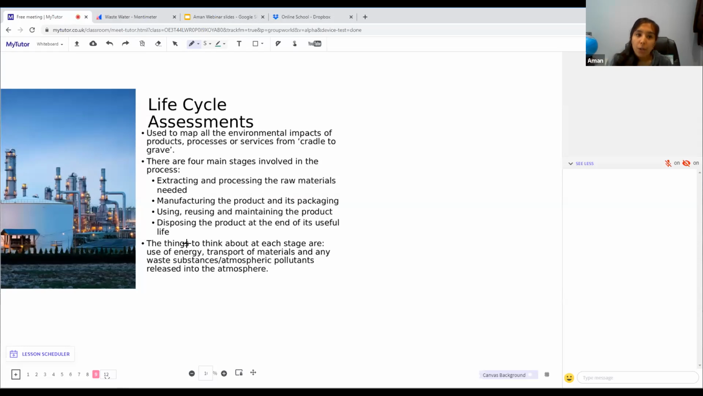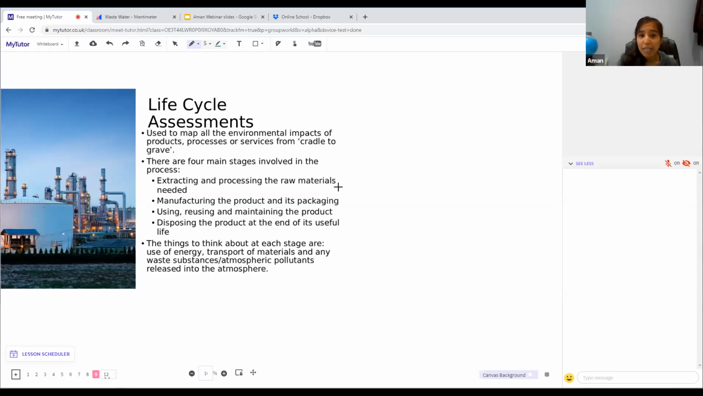So why do we do a life cycle assessment? Well, they are used to map all the environmental impacts of products, processes, or services from cradle to grave. So what that means is, if you think about a plastic bag, it's about the environmental impacts of producing that plastic bag from raw materials and then disposing of it once we've finished using it. So once it's been reused plenty and plenty of times, it's maybe broken, we can't use it anymore, we dispose of it. So a life cycle assessment looks at the environmental impacts of the whole process, from when it's produced to when we then dispose of it.